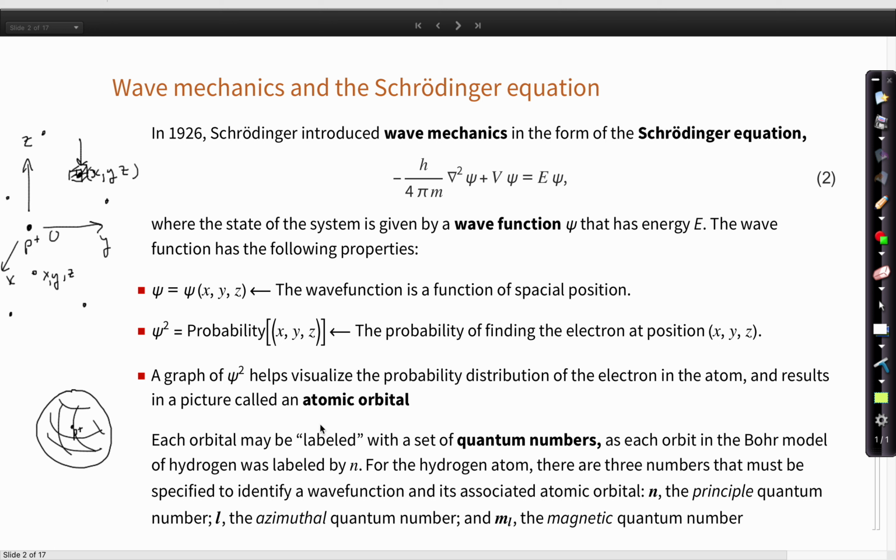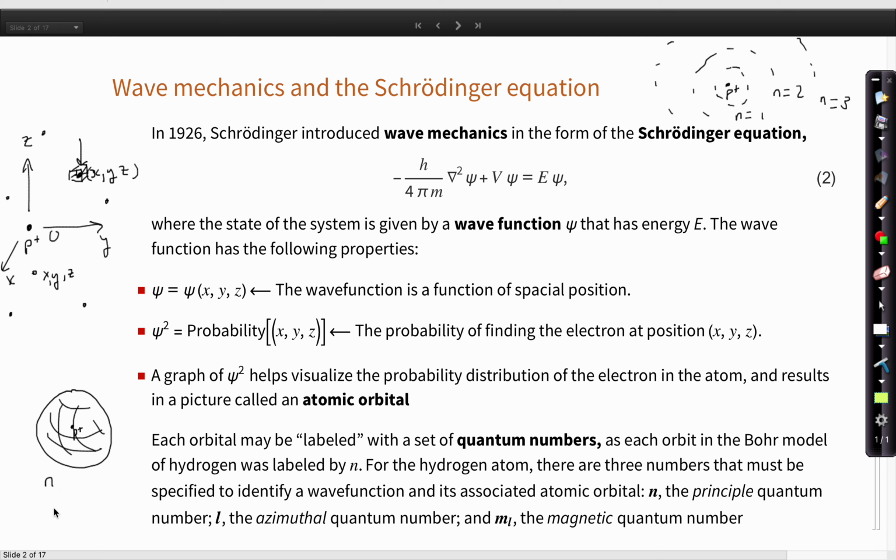So each orbital is going to be labeled with a set of quantum numbers. Just like in the Bohr model, we had our proton, and then we had our n, which was a quantum number. It labeled which orbit we were talking about. So we had n equals 1, and then n equals 2, and then n equals 3. And that told us which of these orbits we're in. Which of these atomic orbitals we're in is also going to require a quantum number. But in this case, it actually requires 3. You have to have 3 to tell which orbital you're in.